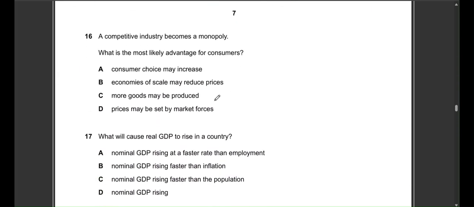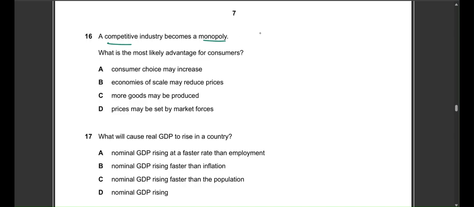Okay, let's move ahead. Question number 16. A competitive industry becomes a monopoly. What is the most likely advantage for consumers? Okay, so if it's becoming a monopoly, the question is about advantages. A, consumer choices may increase. B, economies of scale may reduce price. C, more goods may be produced. D, prices may be set by market forces. Okay, now again a simple thing. A competitive industry is becoming a monopoly.